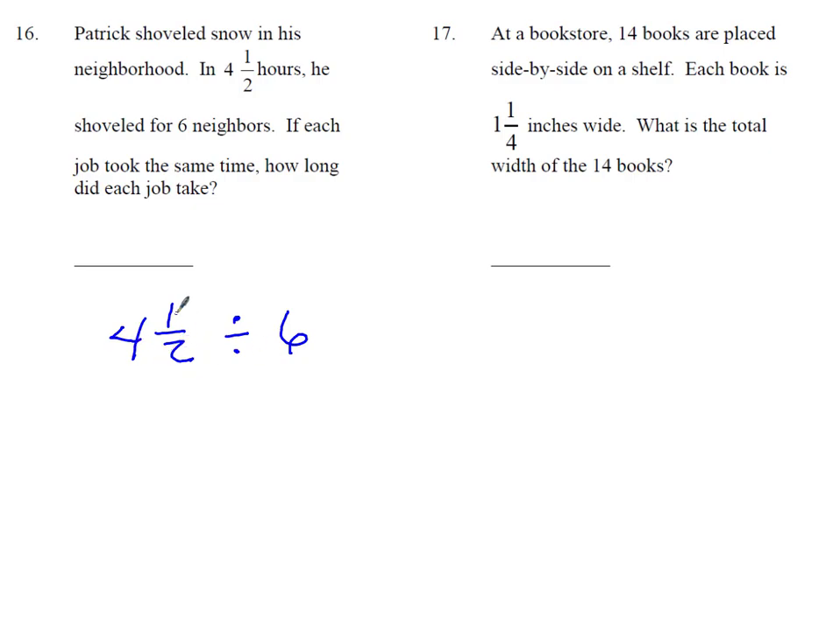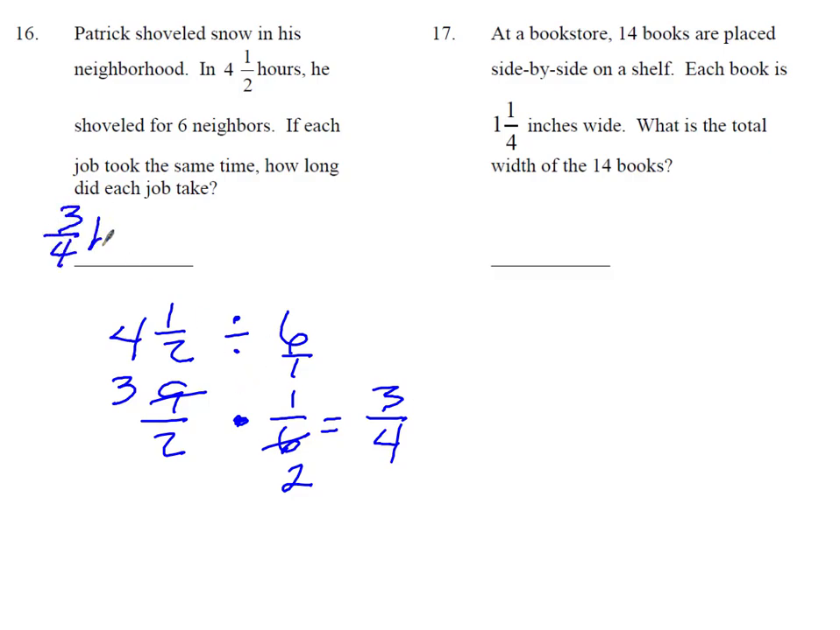So 2 times 4 is 8, plus 1 is 9 halves, times, because to divide fractions, don't ask why, flip the second and multiply. So the 6, to turn it into a fraction, becomes 6 over 1. So I flip it to 1 over 6, and then I multiply. I notice that the 9 and the 6 share a common factor of 3. So this 9 turns into a 3. This 6 turns into a 2. So when I multiply, I end up with 3 over 4. So how long did each job take? 3/4 of an hour, or 45 minutes.